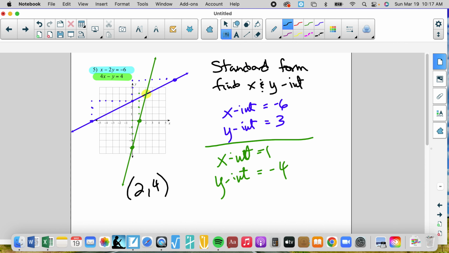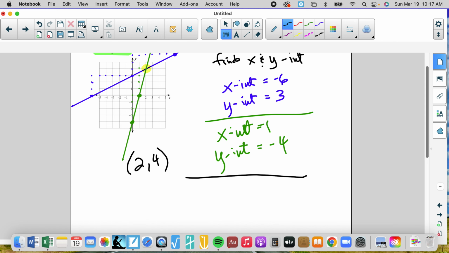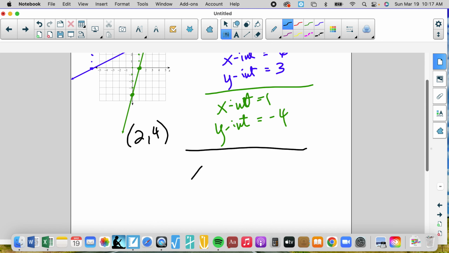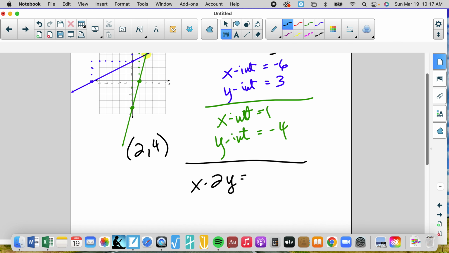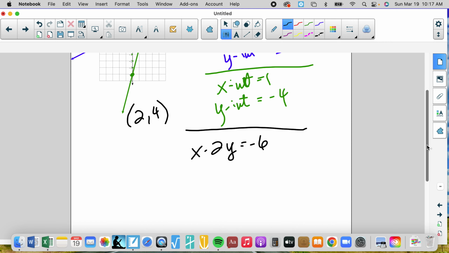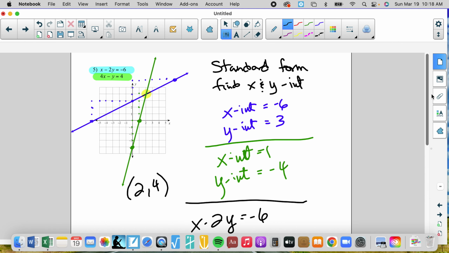So we will plug it in. For my x is 2. Our equation is in a little different format. When we have x minus 2y equals negative 6, I'm plugging in my x value, which is 2, and my y value, which is 4. And I get 2 minus 8 equals negative 6. 2 minus 8 is negative 6, equals negative 6. So it worked for the first equation.